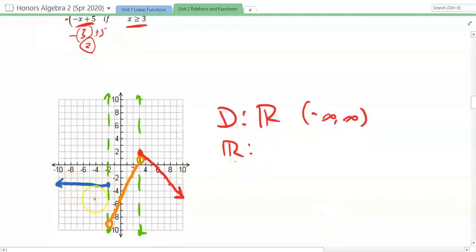Well, this piece just gets me negative 3, okay? And that's covered by the orange, so I'm going to ignore the blue. The orange is this segment here. And then we get the red, which is up here and going all the way down and continues down forever. So the only piece I really care about in this one is the last one. And its range would be y being less than or equal to 2. And so in set notation, that would be from negative infinity to positive 2, or y is less than or equal to 2.